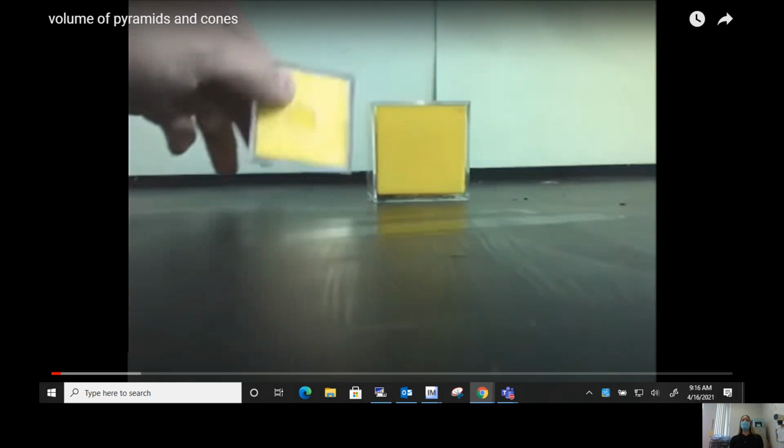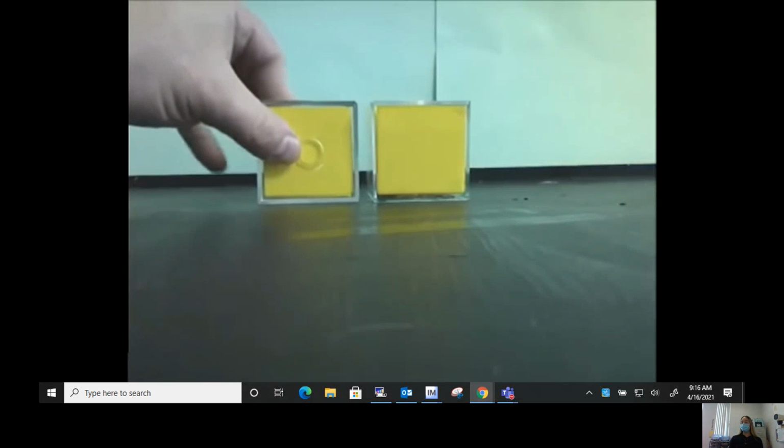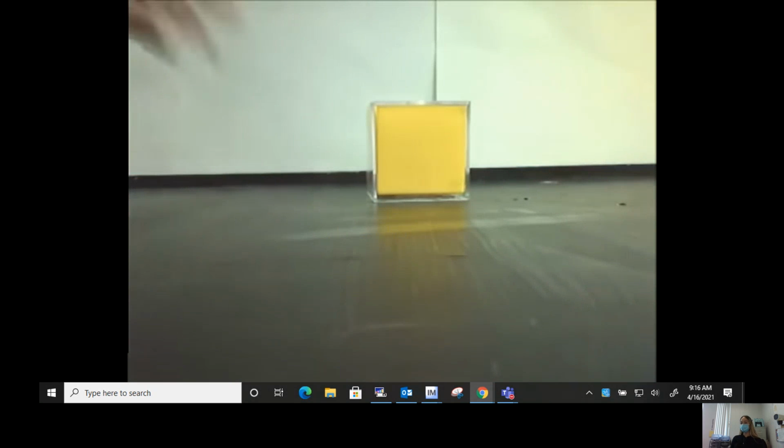All right, so we've got a square pyramid and a square prism. So let's see what happens.